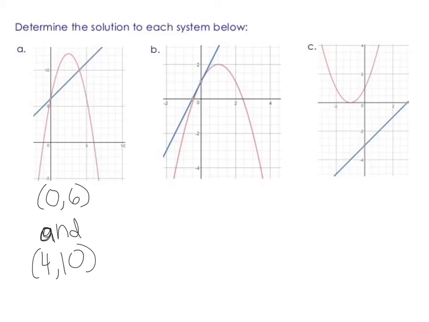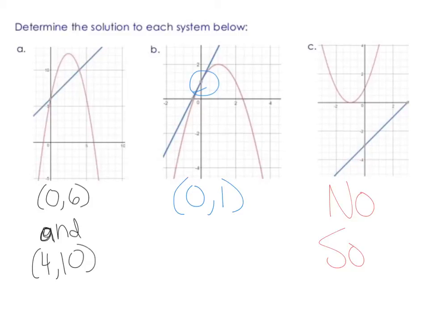For letter B, it looks like we only have one point where they meet, and it is at (0, 1). So for this one, we have one solution at (0, 1). And then finally, letter C, it doesn't look like our lines cross at all. And if you remember from when we did linear equations, if the lines do not touch at all, it is no solution.